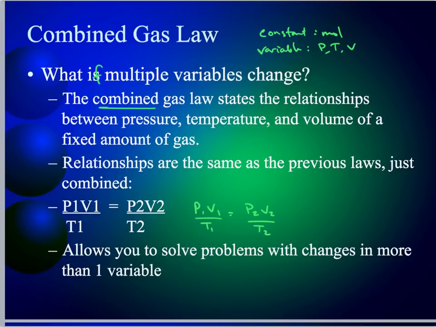Well, it's actually not too hard to remember, because if you can remember the combined gas law, you know all the relationships. The relationships are the same as the previous laws, just combined. Okay, so Boyle's was pressure times volume, Charles was volume over temperature, Amonton's was pressure over temperature. Well, if I keep those 3 and I combine them all, I end up with PV over T, and that's consistent across these 3 here. So if I have P1 V1 over T1, I should have that equal to P2 V2 over T2, and that's what we get with the combined gas law. So I can actually change 3 things at once and still get the right answer. It allows you to solve problems with changes in more than one variable.